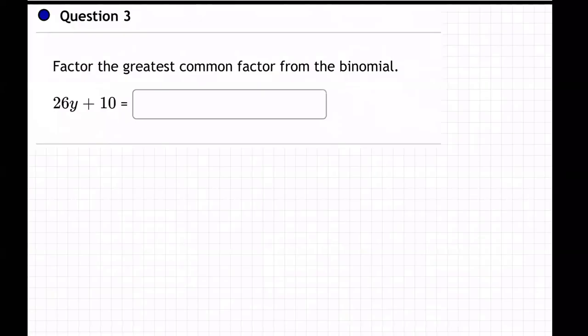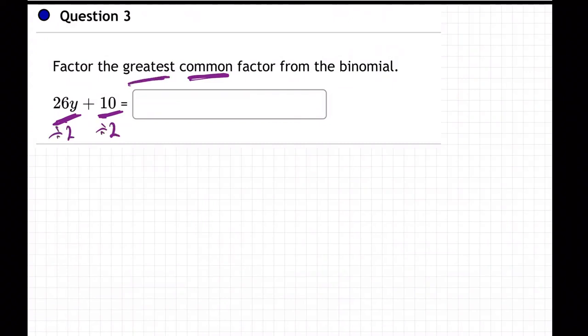Okay, on this question, it's saying factor the greatest common factor from the binomial. This is a binomial, by two, like bicycle, two tires is a binomial, two terms. They want us to look at these two terms and say, what do they share in common? Like what number divides into 26 and 10? What's the greatest number? Well, it's going to be 2, huh?